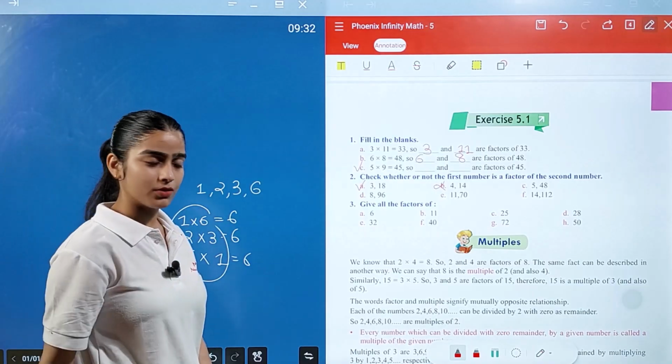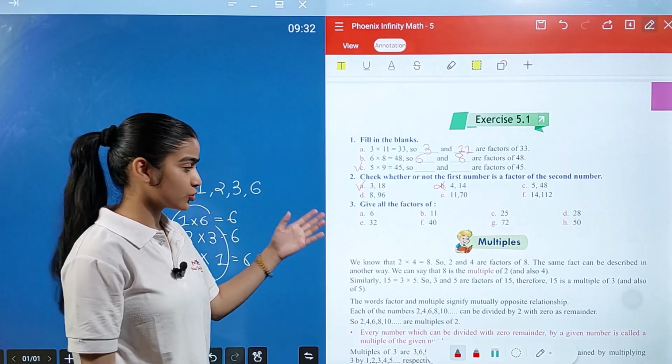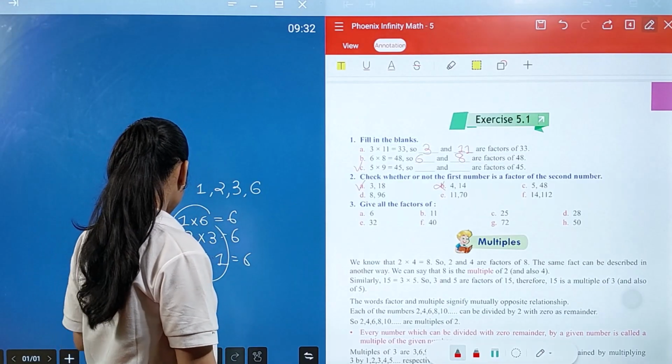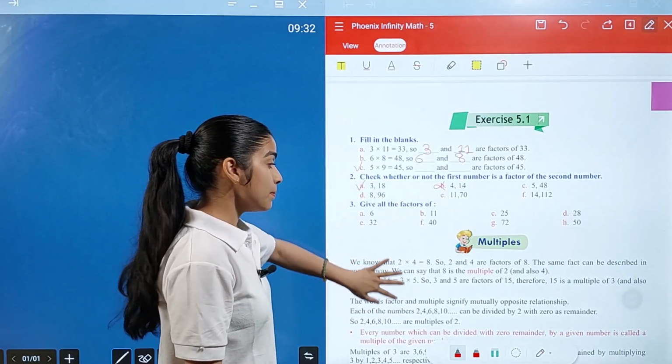The same process you have to repeat for the rest of the parts you have in question number 3. So students, this is the end of our factor concept. Now we are going to learn about the multiples.